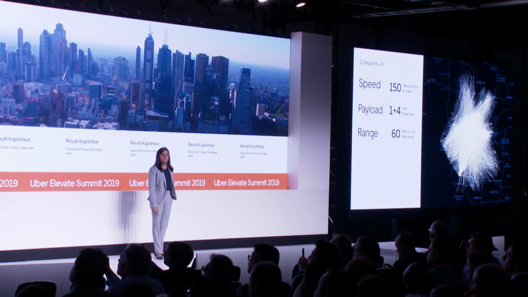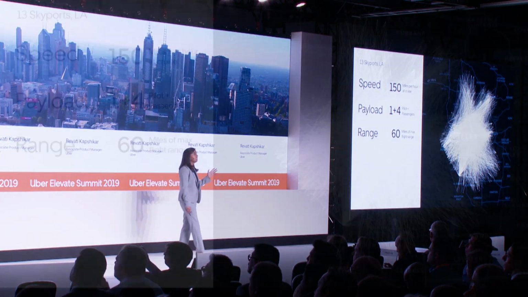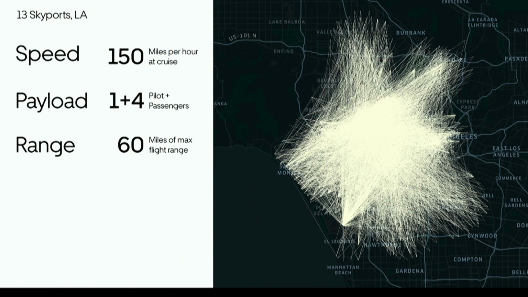You're looking here at a trip web that represents origins and destinations for a 13 skyport network in LA. Essentially, these are the multimodal trips that we've served in this mission day. It is a flattened version of the visualization that you saw earlier with all the lasers and the colors.